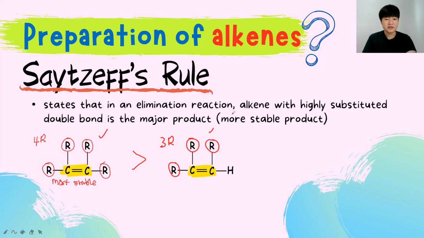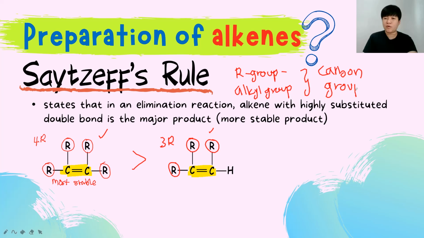Can you see that? The R group that I mean over here is what we call an alkyl group, and the alkyl group is actually a carbon group. And we don't care how big the carbon is. 1 carbon or 10 carbon is still 1 group.